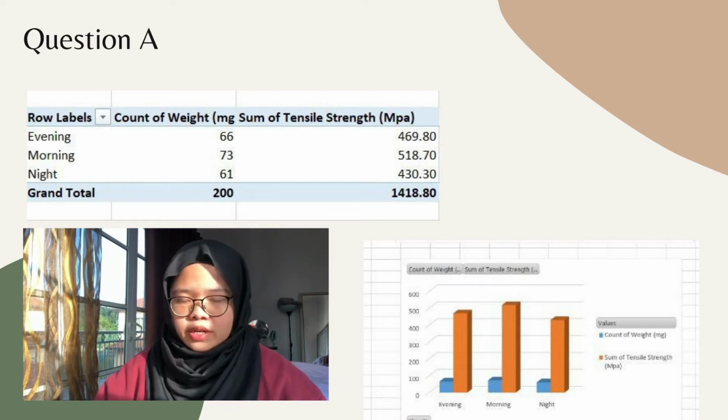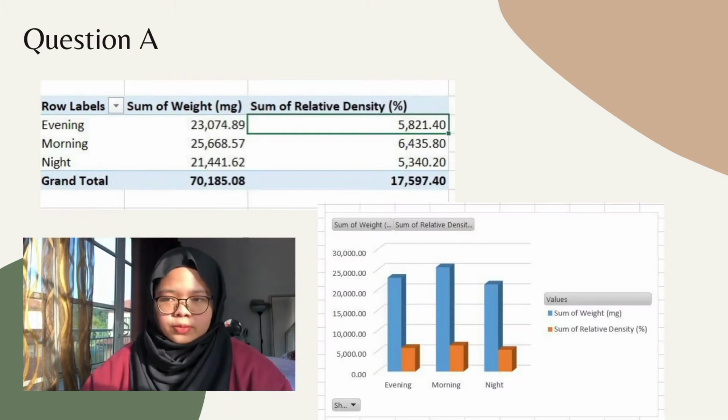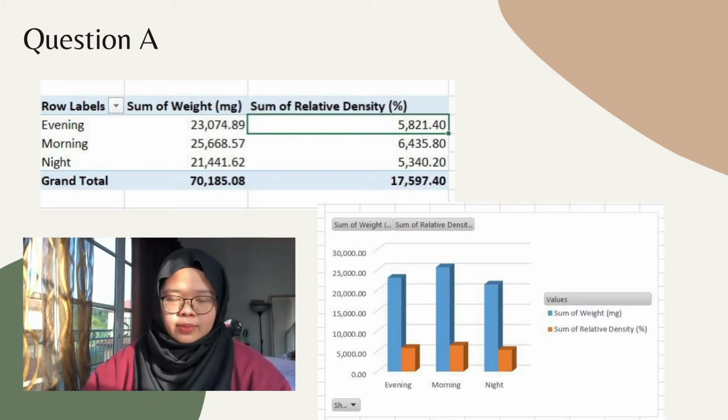And for the last one, it's the same as the previous one, but the difference is I use the sum of relative density, and it shows that it is also literally the same as the previous one. And I think that's it for me for question A.